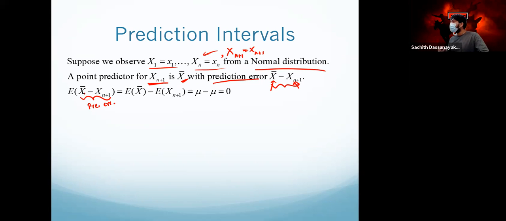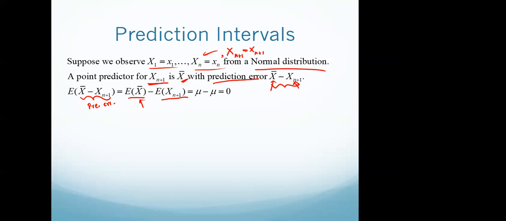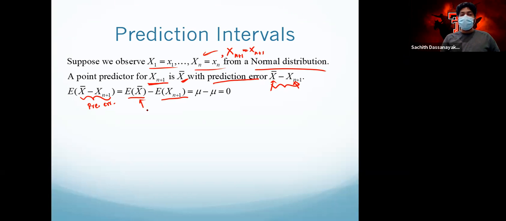Since they are simple random samples, one observation has nothing to do with the other one. They are independent, so we can take the expected value of both of them separately. This one, expected value of X bar. Do you remember the expected value of X bar, the expected value of the sample mean? It is the same as the population mean.